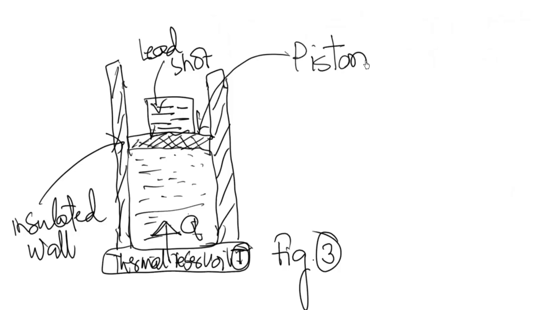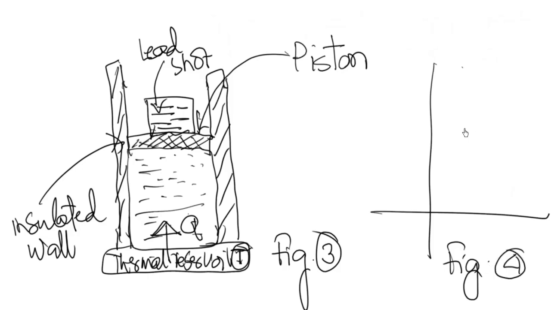The reversible isothermal expansion of this figure 3 is physically quite different from the irreversible free expansion of figure 1. However, both processes have the same initial state and the same final state, and thus must have the same change in entropy. Because we removed the lead shot slowly, the intermediate states of the gas are equilibrium states, so we can plot them on a PV diagram. This is figure 4. Initially, this is P and this is volume, this is the initial state, final state, and then we can show the path along which the system goes from state I to state F.